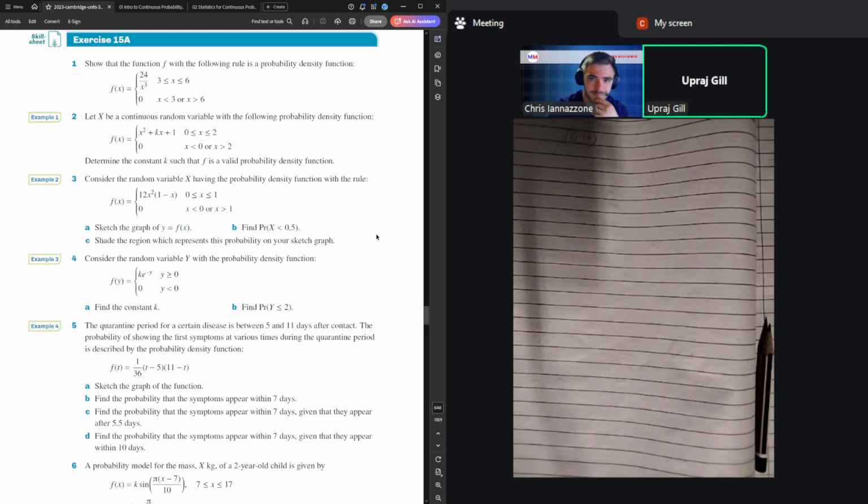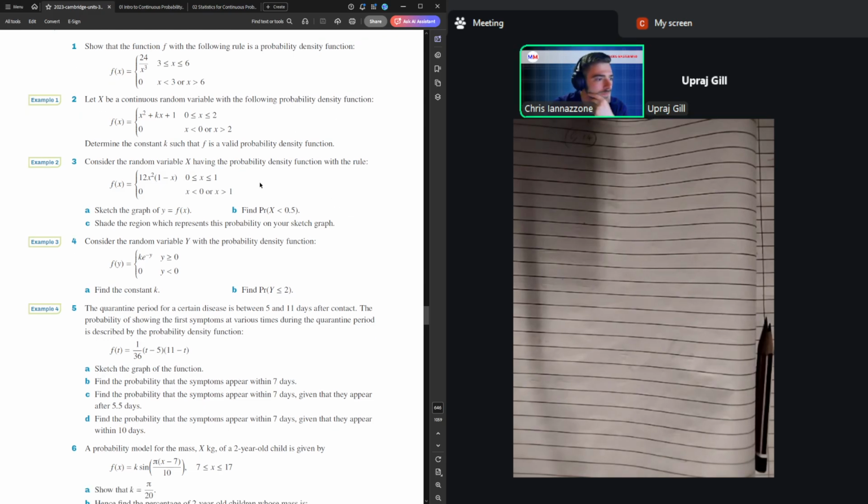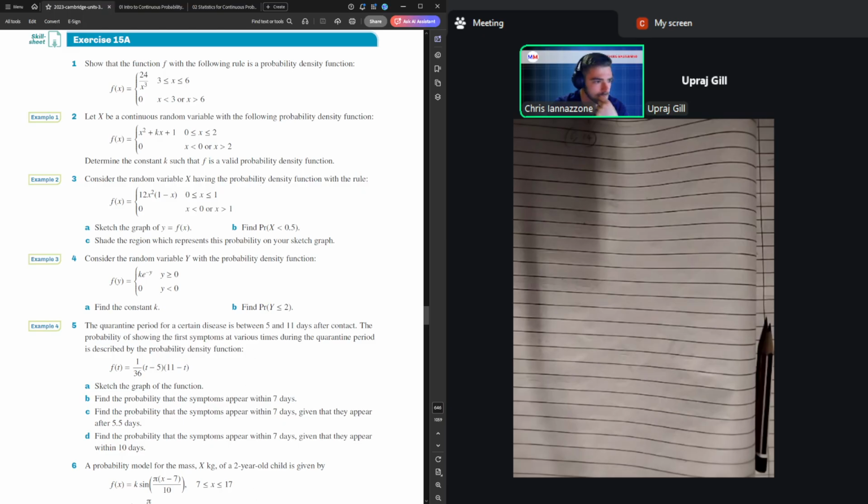Is it because the integral of 24 on x to the power 3 over 3 to 6 is equal to 1? Sure is. Yeah. So you got your integral to equal 1? Yeah, I did. Easy. Nice. I got capital F of x as negative 12 over x squared and then just sub in the numbers. Yeah, precisely.